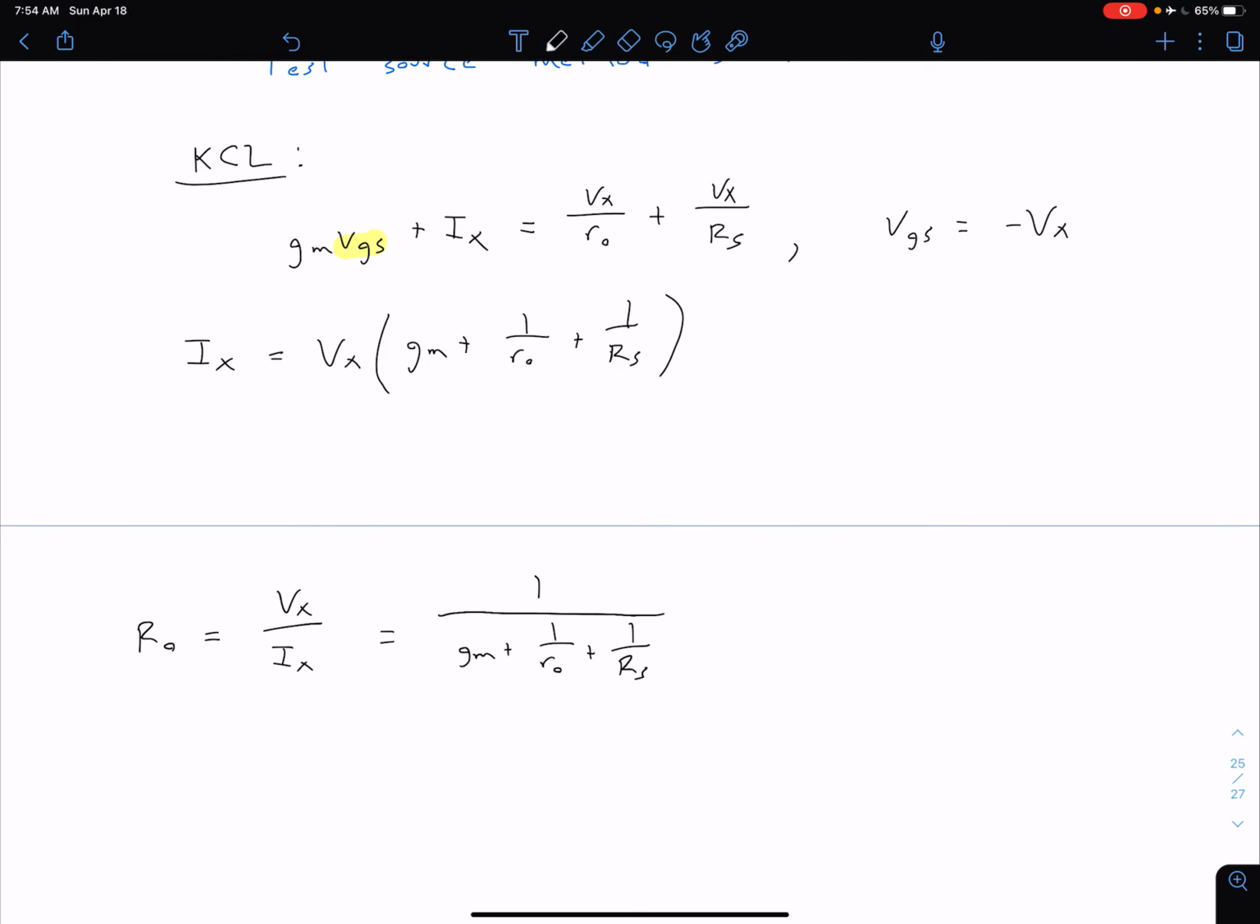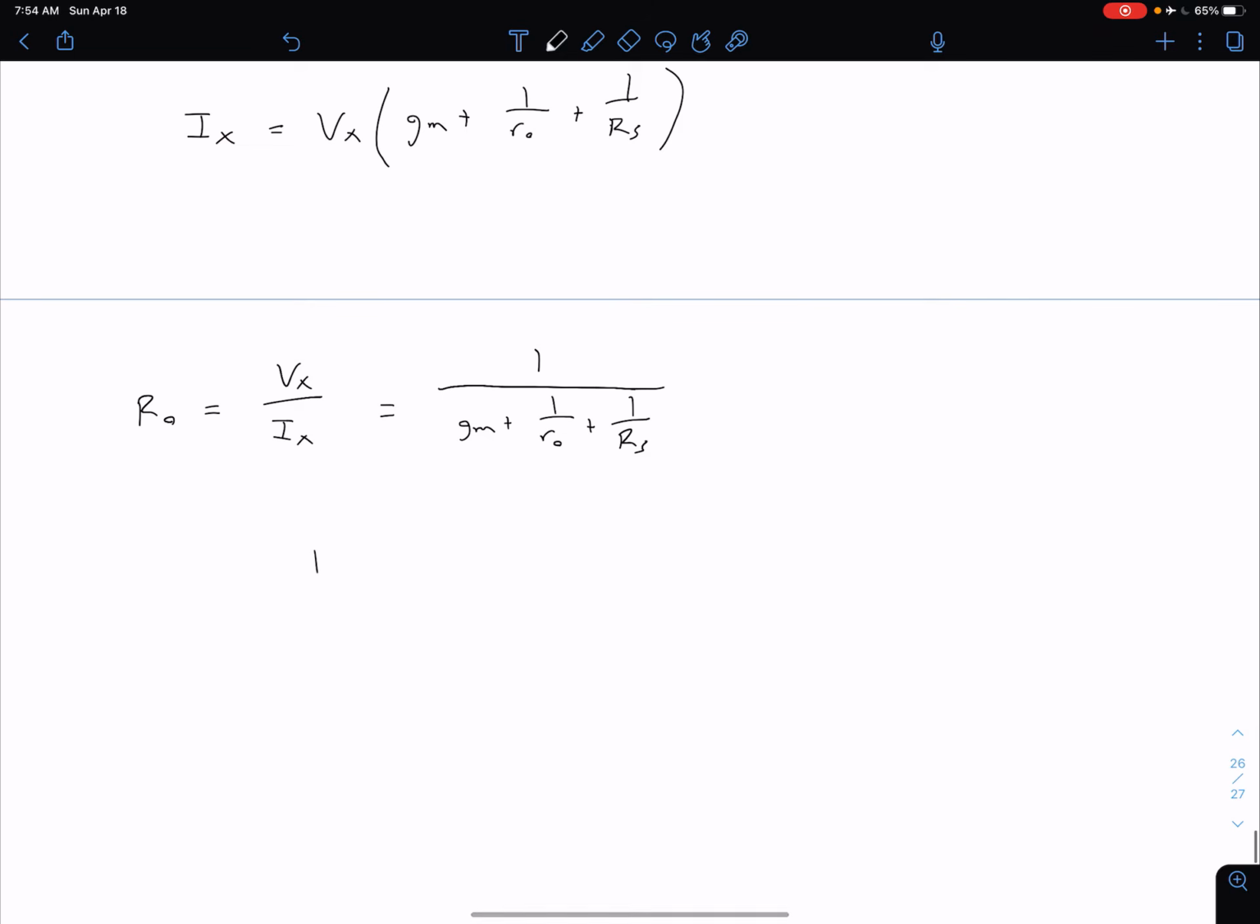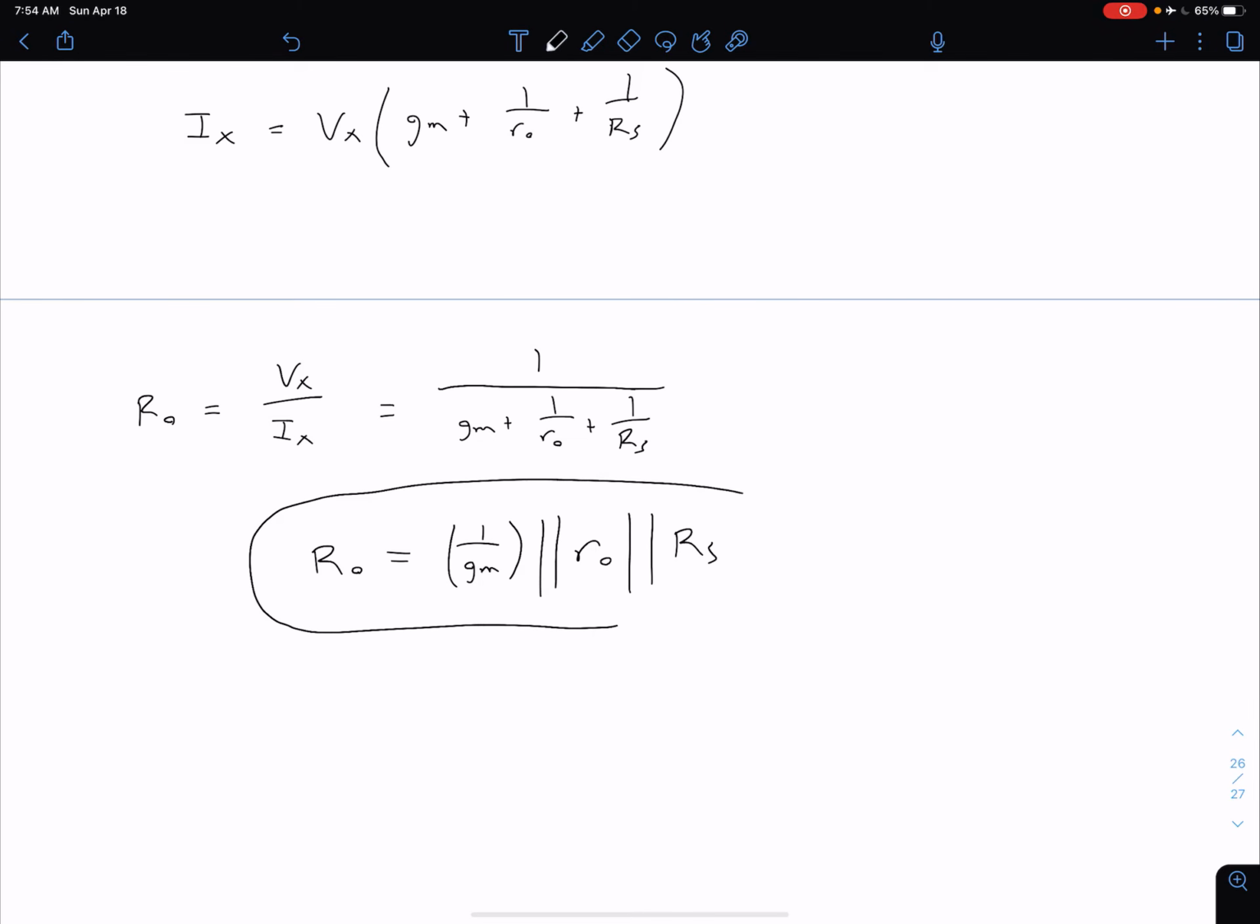And so we know this is really similar to our parallel combination formula. So we are inverting the sum of the inverses of resistors. But of course this gm is sort of the exception. But if we define some value 1 over gm, we can say that our output resistance of the amplifier is just equal to 1 over gm in parallel with our small signal output resistance of the transistor in parallel with our source resistor Rs. And so what we're going to see is typically this first term is going to dominate because it's going to be the smallest. So typically it dominates our overall output resistance.